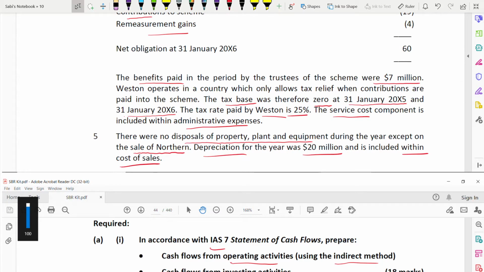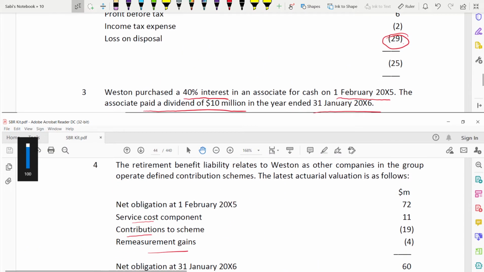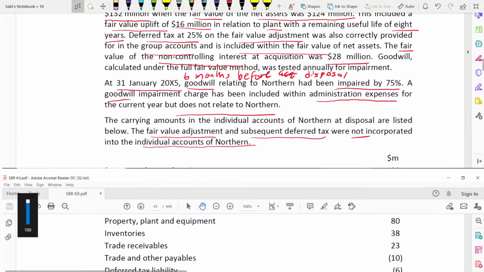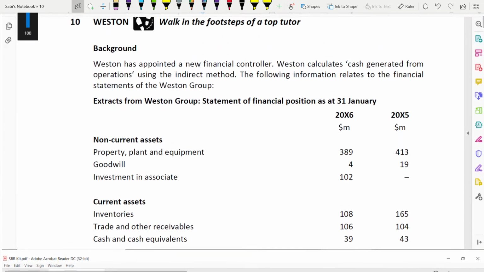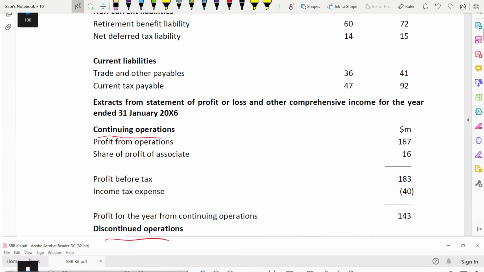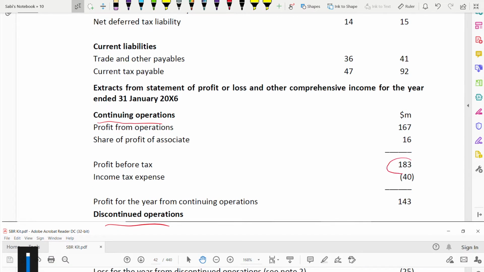Okay. So now using this information, you have to do operating activities. Now where do you start? Okay, we all know that with cash flows, your starting point is you have to go to the profit and loss account and find profit before tax. That is your starting point. So profit before tax 183. This is your starting point, and from here onwards you continue doing all the adjustments. And these adjustments you only have to write in the second part of the workings.